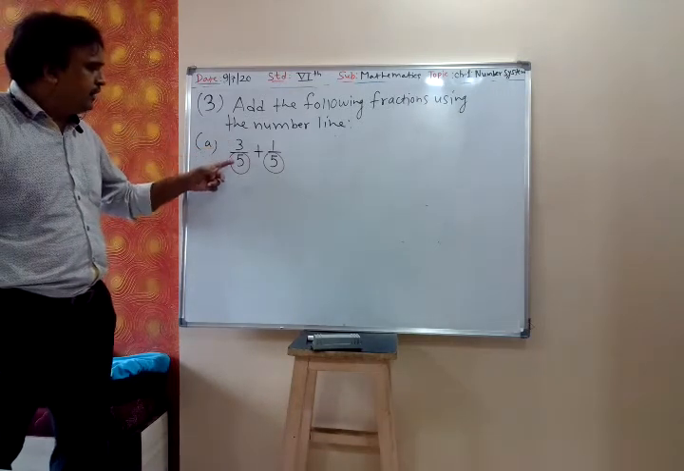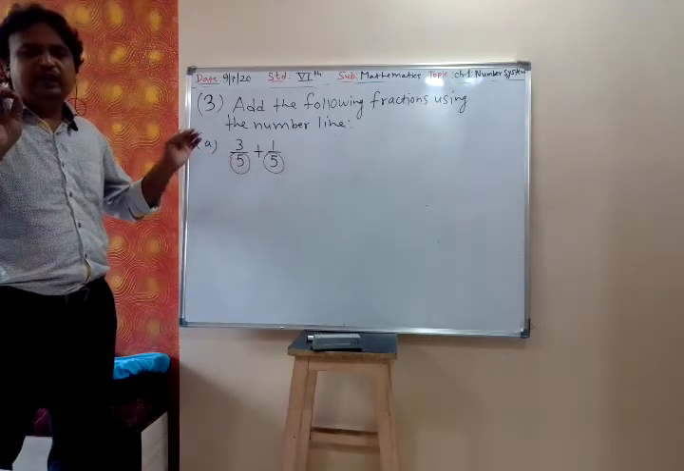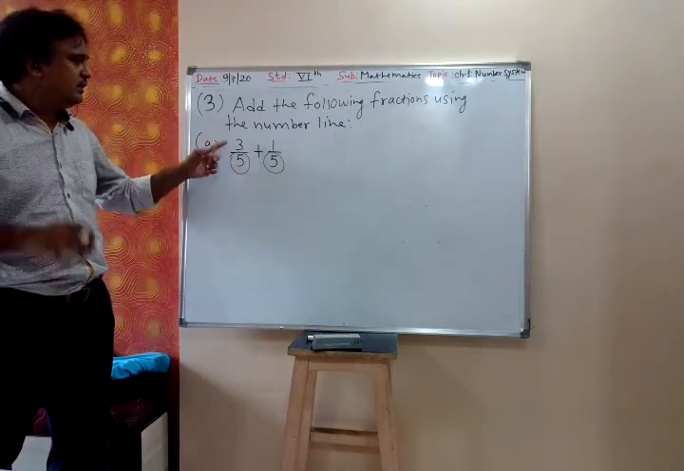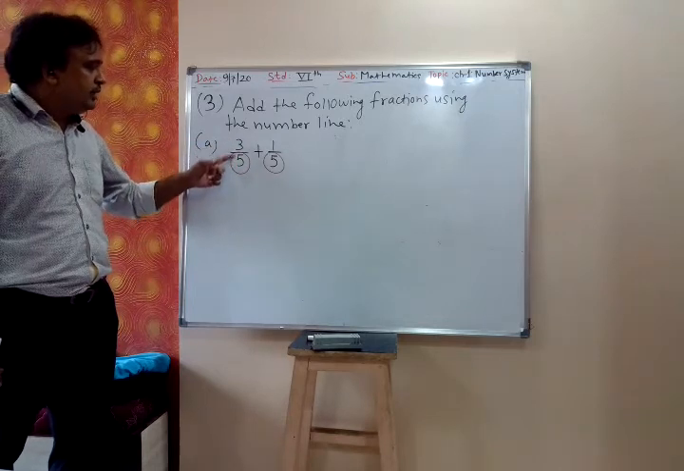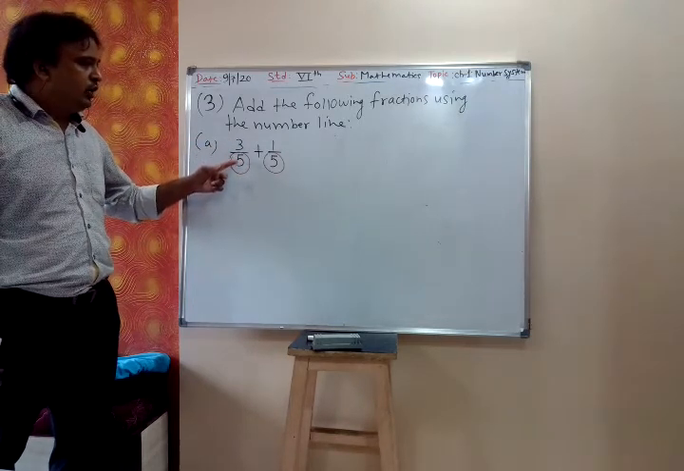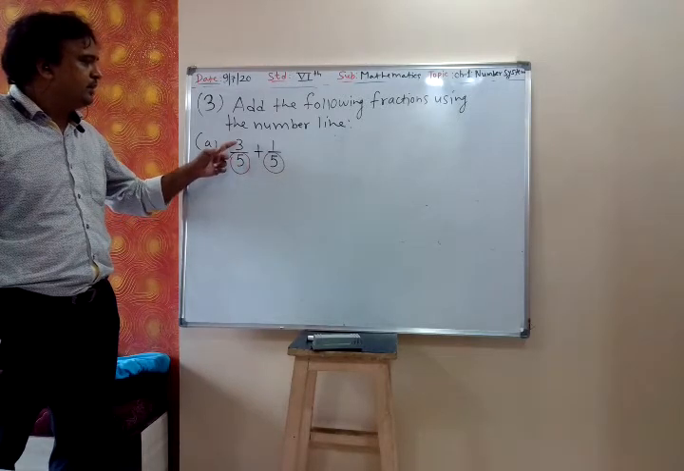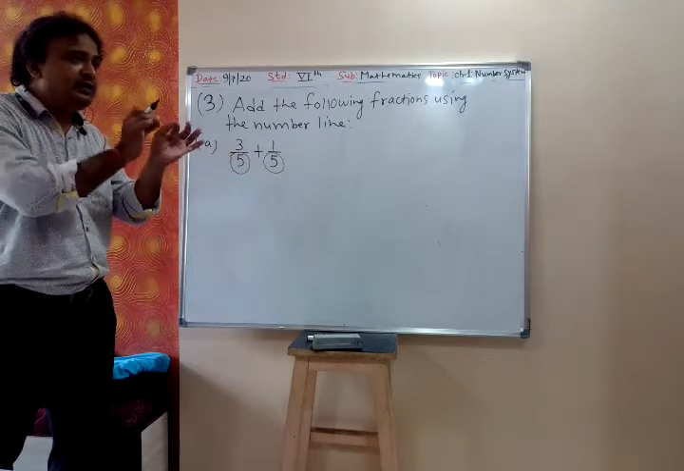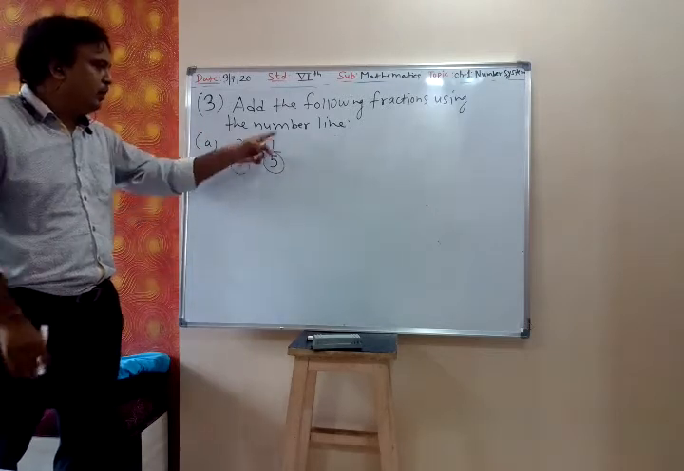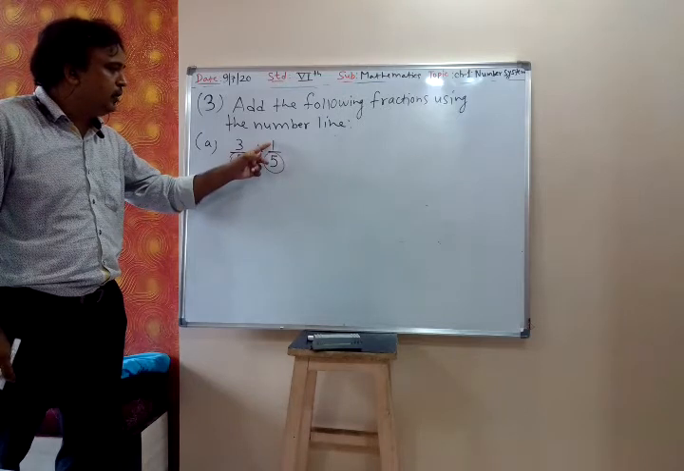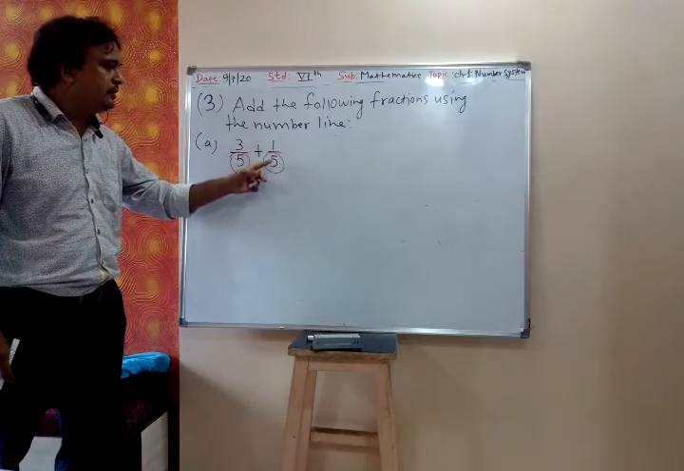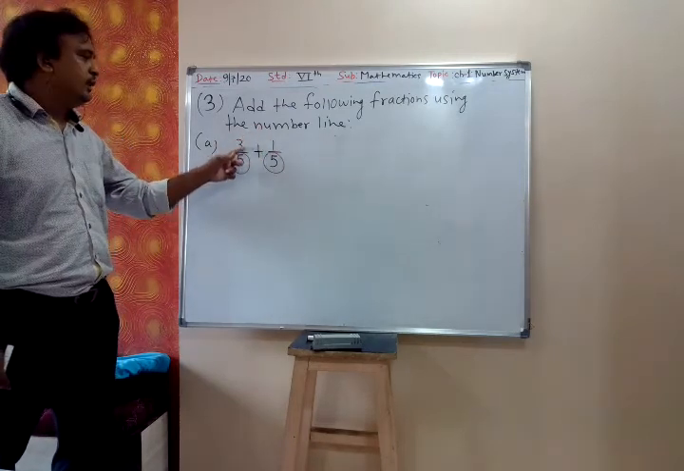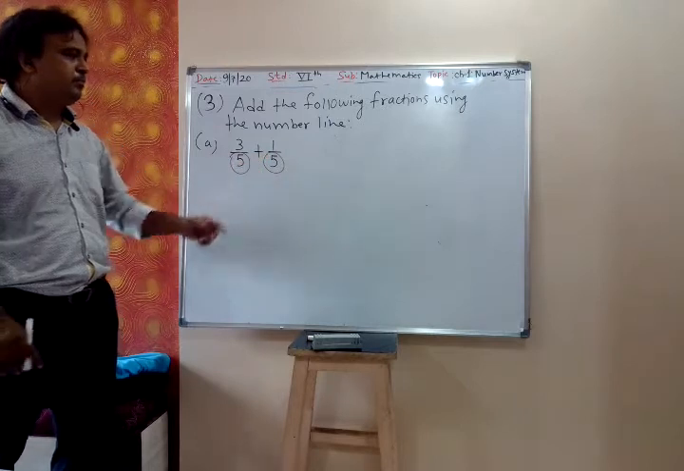Wait, we will understand step by step. Nobody will pass any comment in between. Let me explain. 3 upon 5: the denominator is 5, bigger than the numerator, so this fraction will lie between 0 and 1. Second thing, 1 upon 5: the numerator is small, the denominator is bigger, so this fraction will also lie between 0 and 1.